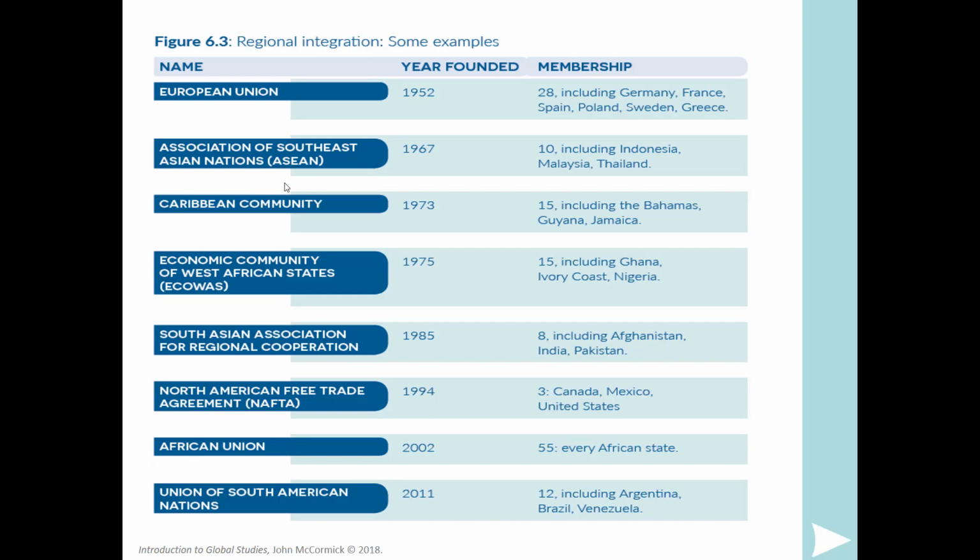And so we continue with some of the examples of regional integration. This is just to give you an idea that the European Union began in 1952, the Association of Southeast Asian Nations in '67, going down here, the Union of South American Nations, so 2011. So you can go crazy trying to figure out which is which. I could not give this to you on my own. The African Union is important. That's 55; every African state is in there. So that's important. But who is in it? You don't have to memorize that. Just look it up if you need to use it for your paper.